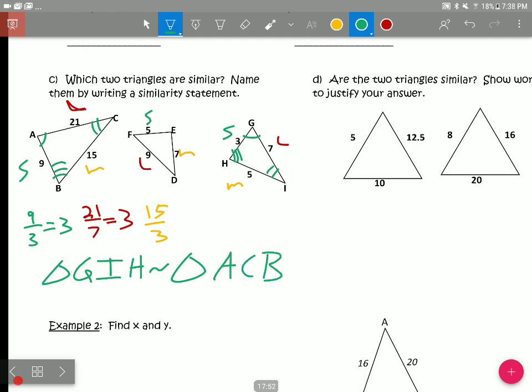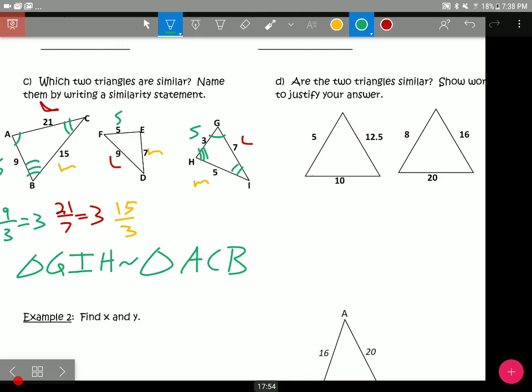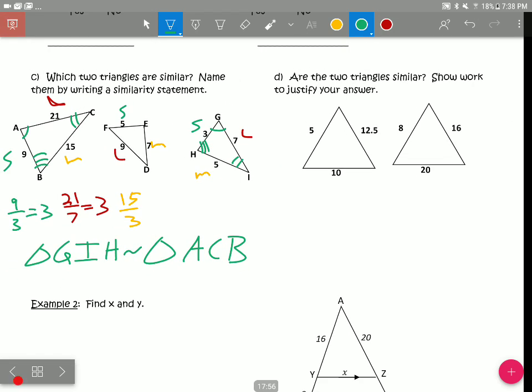Cool. Are the two triangles similar? Show your work. Justify your answer. All right, same idea. Start with one divided by the other. So I'll do this one divided by that one. So 8/5. I don't know that for sure. Let's make sure we mark them: small, middle, large. So you have to split them up.